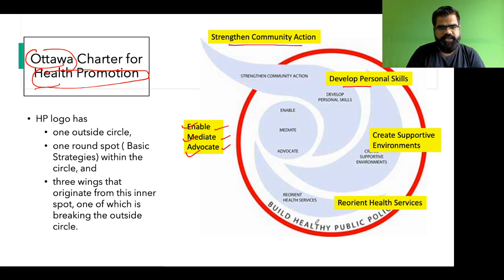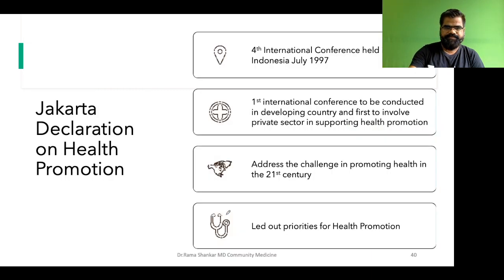Now you see what this is. This is basically the interpretation of the image. You have a big circle which talks about public health policy. The smaller circle inside talks about the strategy: enable, mediate, advocate. And then the three wings are development of personal skills, strengthening community action, creating supportive environments, and reorientation of health services. Okay. Now let's try to understand this.